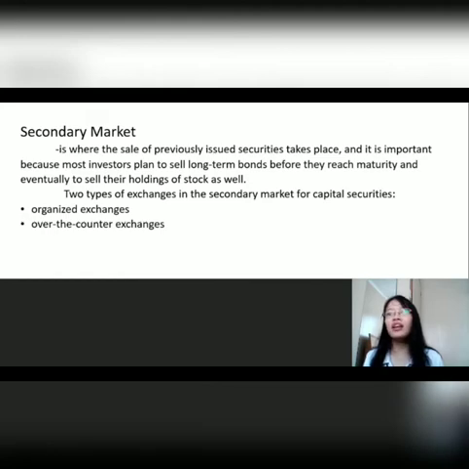In fact, the key distinction between the two markets is that in the primary market, the issuer sells securities and receives the capital, and in the secondary market, securities are bought and sold to and from other investors.